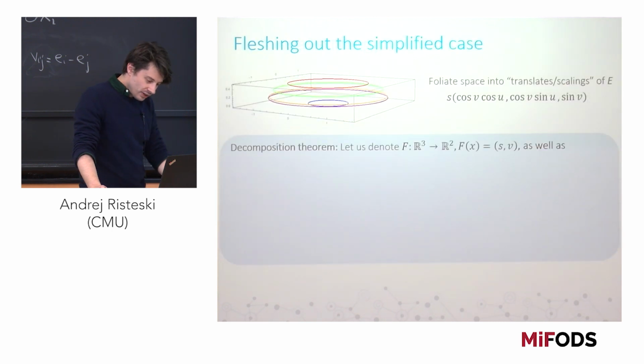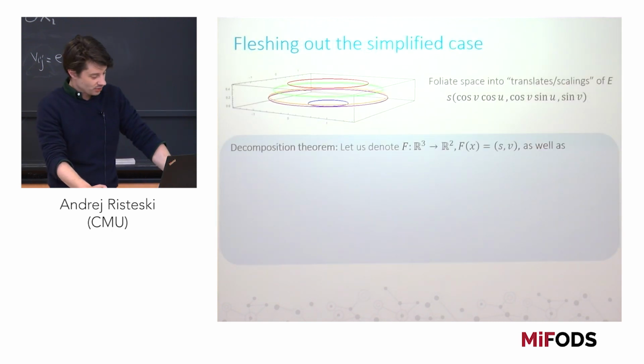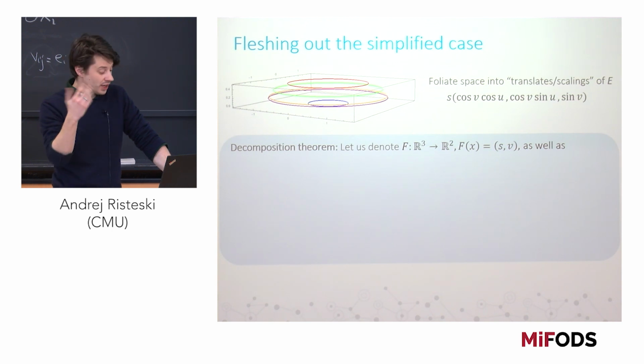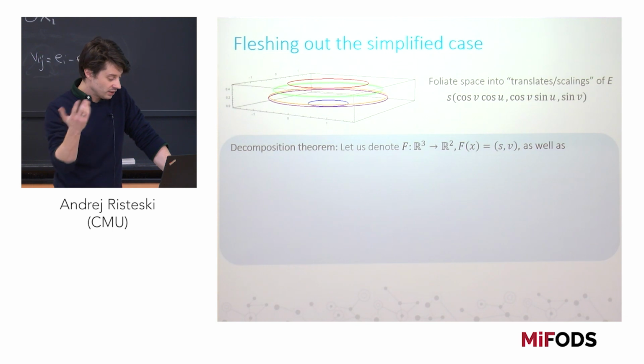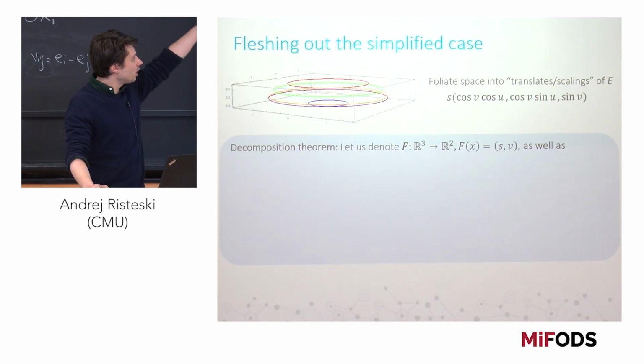So here's a statement of the decomposition theorem. It's pretty natural. I'm going to denote this map F, which goes from 3D space to 2D space, which basically maps a point X to the appropriate member of my foliation. The members of the foliation are indexed by S and V. So the map goes from X to (S, V).